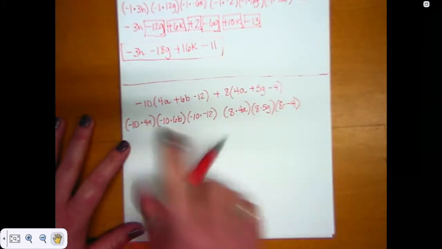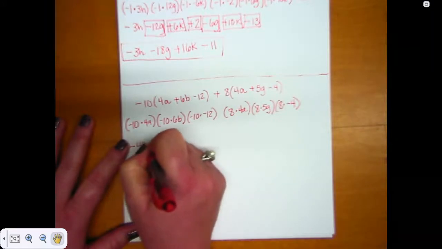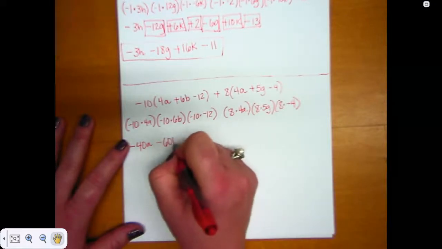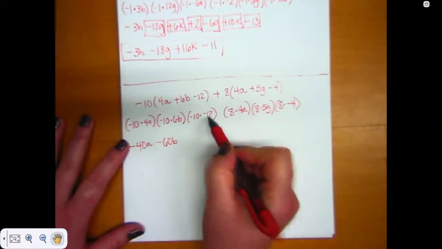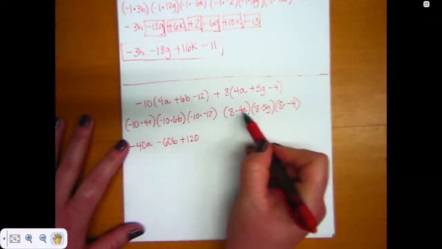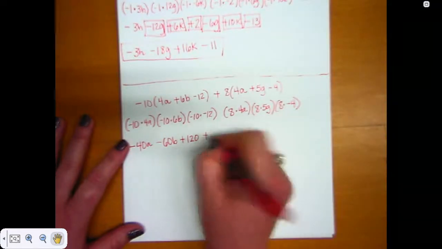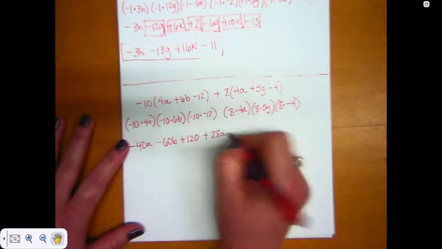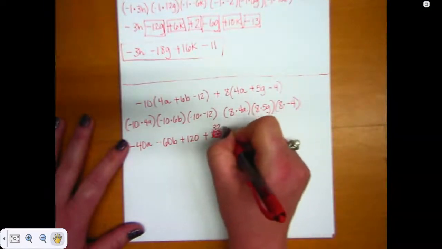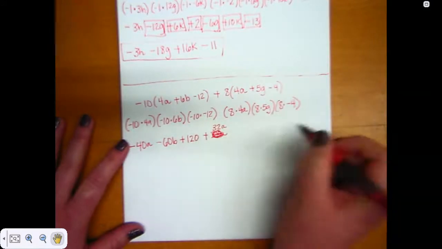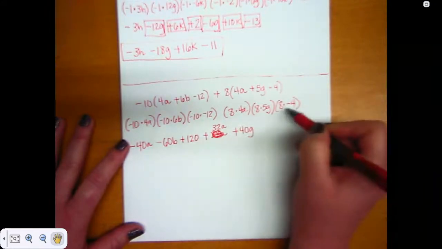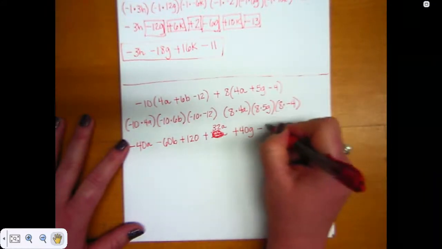So negative 10 times 4a is negative 40a. Negative 10 times 6b is negative 60b. Negative 10 times negative 12 is positive 120. 8 times 4a is positive, not 28, I'm sorry, 32a. 8 times 5g is positive 40g. And 8 times negative 4 is negative 32.